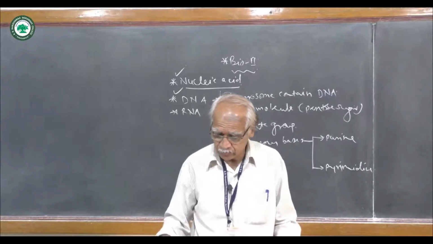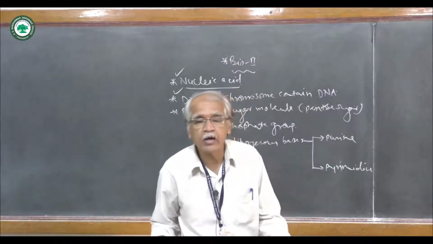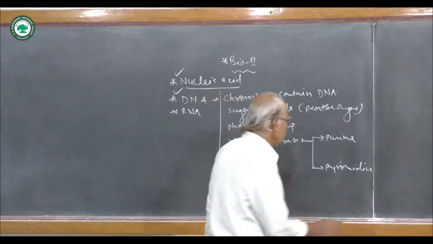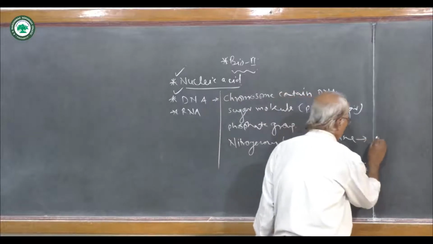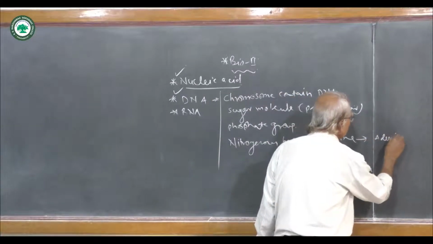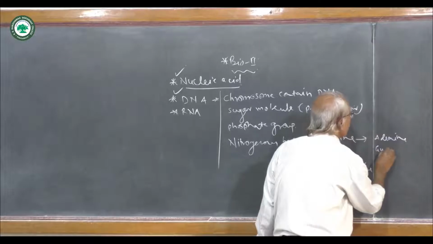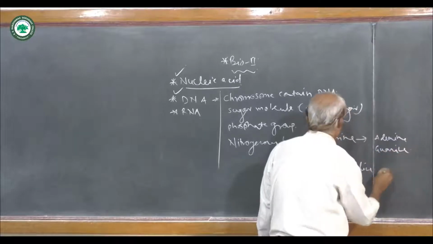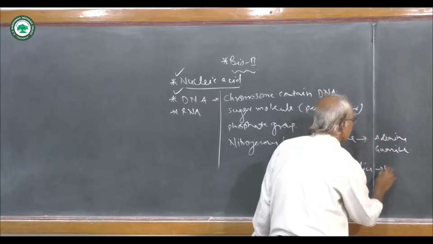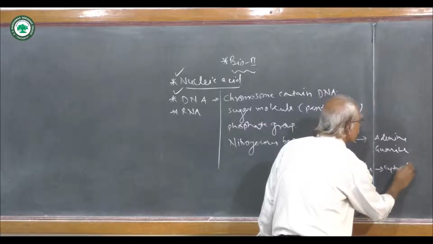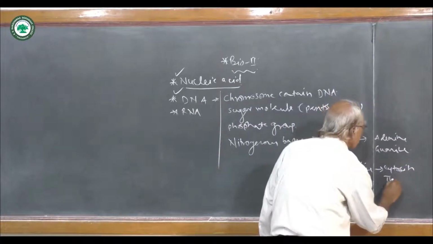Purines are adenine and guanine, while pyrimidines are cytosine and thymine.